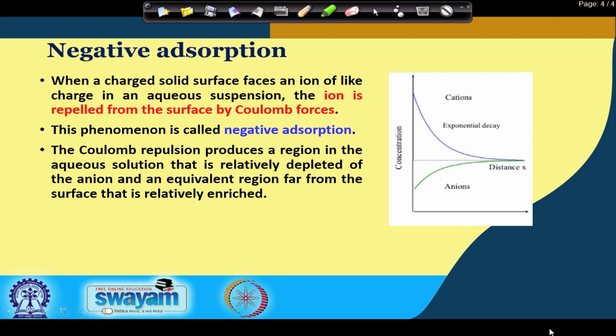Then we discussed in detail the negative adsorption. Remember, when a charged solid surface faces an ion of like charge in an aqueous suspension, the ion is repelled from the surface by Coulombic force, and this phenomenon is known as negative adsorption. And then we have discussed the distribution of anions based on this negative adsorption. Remember, the concentration of anion near a negatively charged clay surface is very low. However, their concentration generally increases as the distance from the clay surface increases.